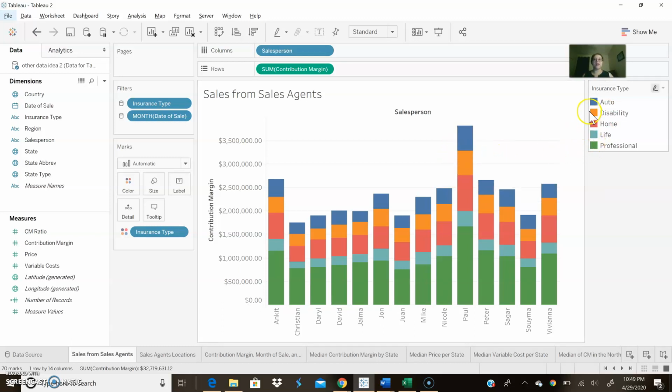As you can see, I color coded the insurances, and the length of the color tells me which insurance is the most profitable. From this, I can tell the professional insurance is the most profitable since it is the longest color I see. Life insurance, on the other hand, is the least profitable, and the salesperson with the highest contribution margin is Paul. So now I have to discover why Paul is the most profitable and see if we can share the same insight to people like Christian.